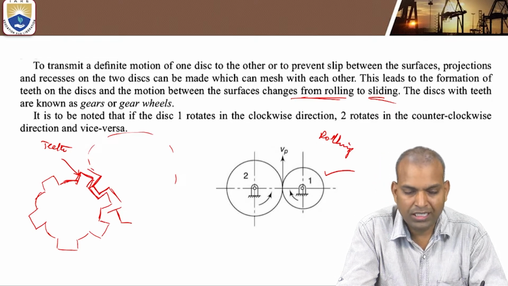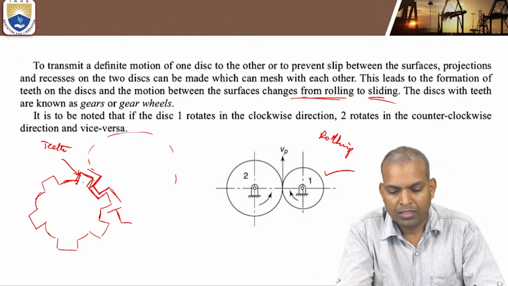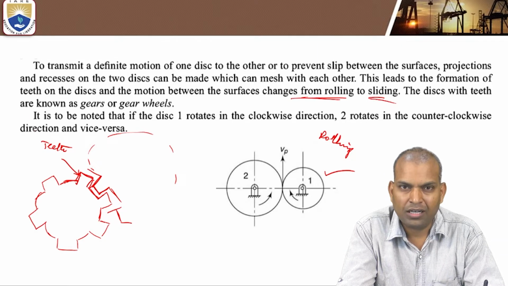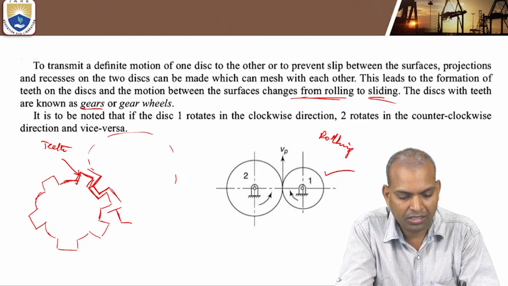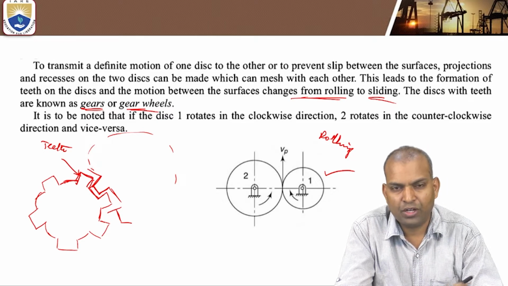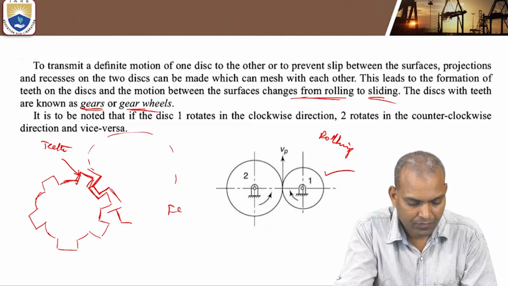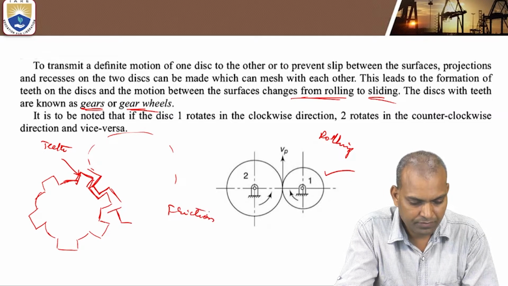Now, because of the teeth, it transforms from rolling to sliding. The discs with the teeth are known as gears or gear wheels. Otherwise, without teeth, wheels are known as friction wheels.